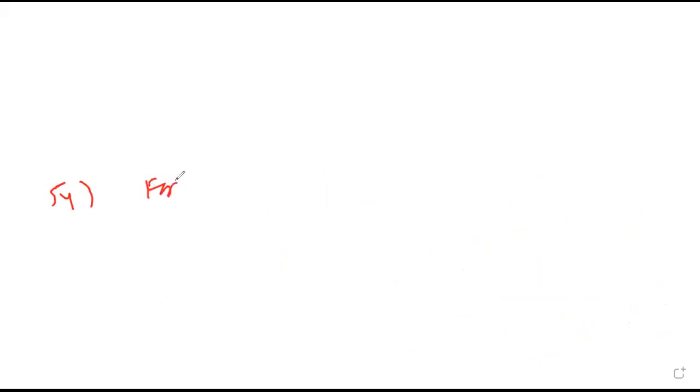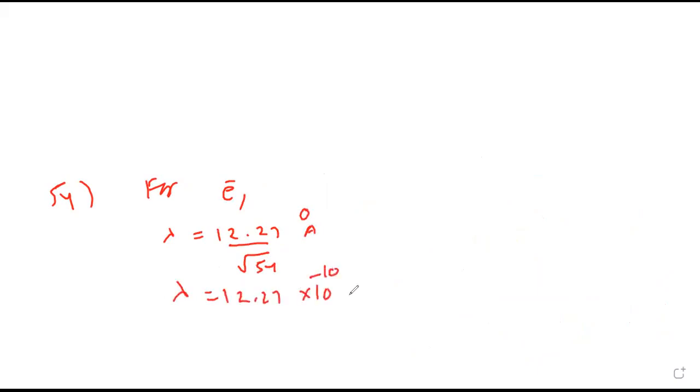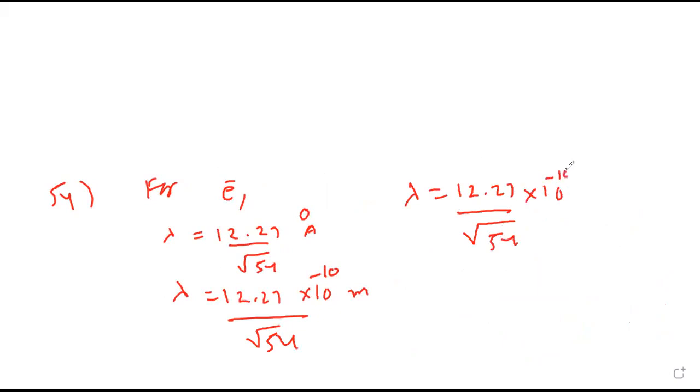Then for electron, the wavelength associated is 12.27 upon root 54 angstrom. Angstrom means 10 raised to minus 10 meter. This is lambda equals 12.27 upon root of 54, 10 raised to minus 10 into 10 raised to 9 in nanometer. So this will become 1.227 upon root 54. One meter is 10 raised to 9 nanometer. Root 54 is how much, close to?